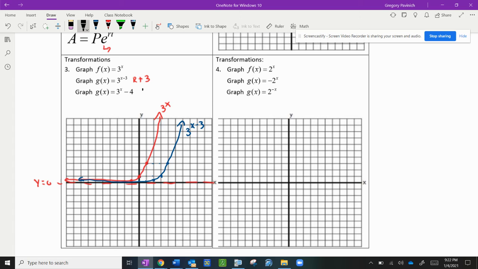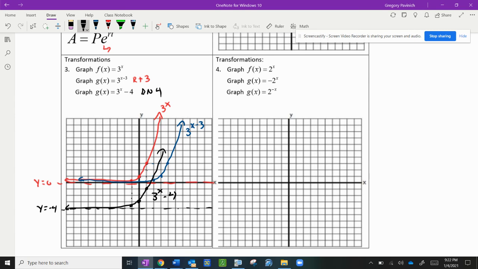The last one, this one is going to be down 4. And so I'm going to shift all my points down 4. 1, 2, 3, 4. But the key is you also have to make sure you transform your asymptote down 4 also, which is at 0, so it'll be at -4. So this one will be down 1, 2, 3, 4. And this one, 1, 2, 3, 4. And there's my function, 3 to the x minus 4.